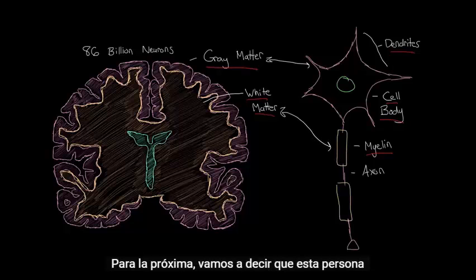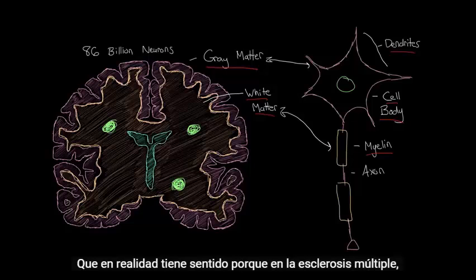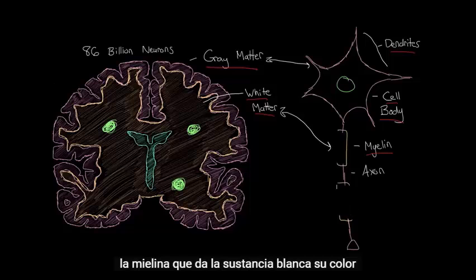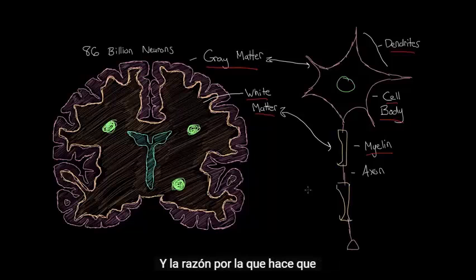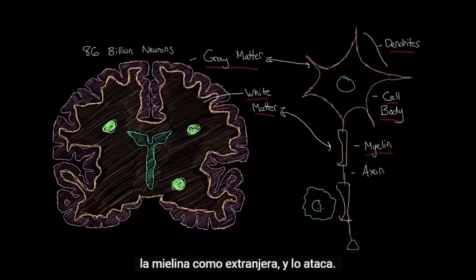So next, let's say that this person develops multiple sclerosis, and what we'll see are these lesions that form throughout the white matter of the brain. That actually makes sense because in multiple sclerosis, the myelin that gives the white matter its color begins to degrade away. And the reason why it does that is because the immune system mistakenly recognizes the myelin as foreign and it attacks it. So how does the immune system actually make its way into the brain?